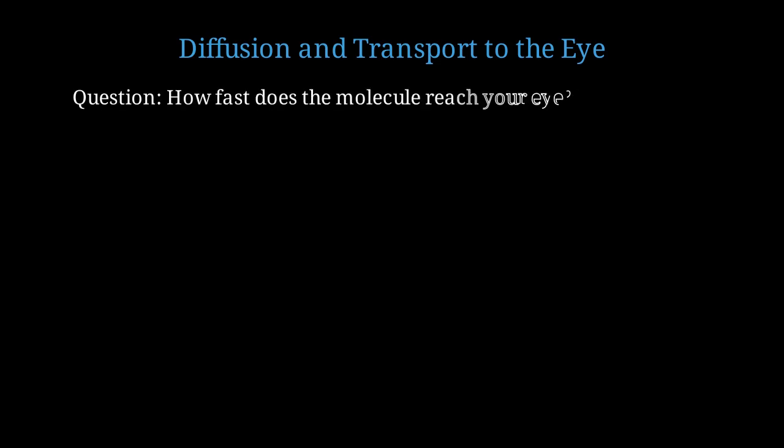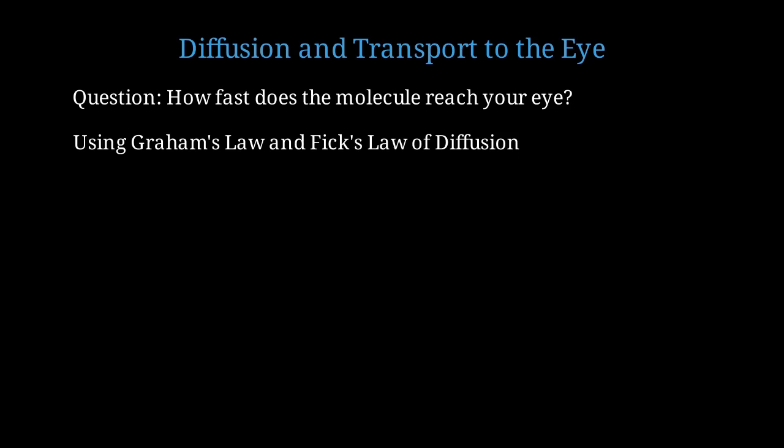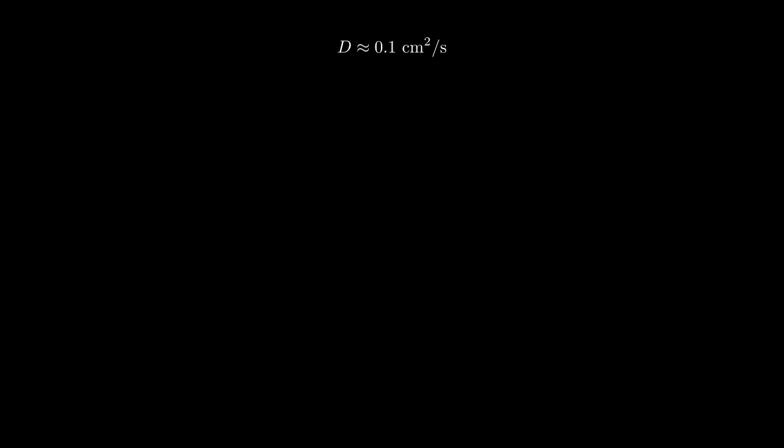Let's ask ourselves a question. How quickly can this molecule travel from the onion surface to your eye? Let's do a back-of-the-envelope calculation. We can estimate this using diffusion principles. The diffusion coefficient for small organic molecules in air is approximately 0.1 square centimeters per second. The diffusion coefficient D is approximately 0.1 square centimeters per second. The characteristic diffusion time scales as L squared divided by D, where L is the distance.